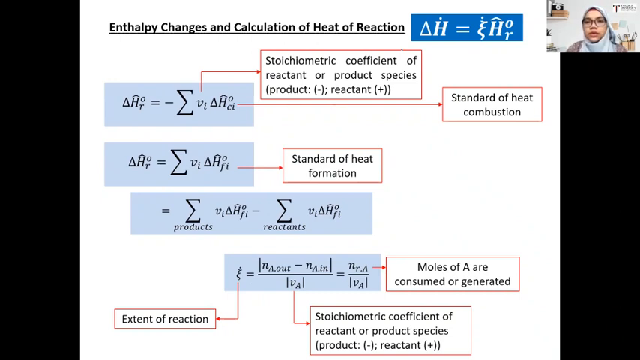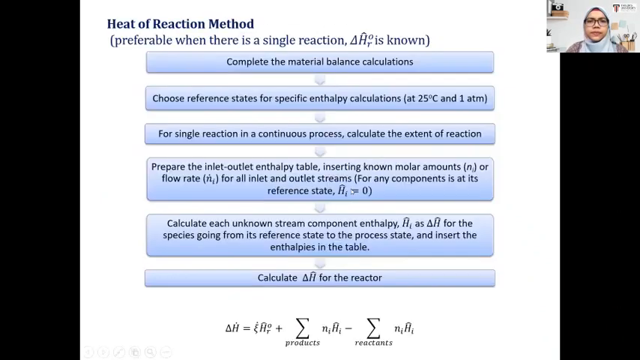Okay, let's take a look at the example. These are the overall steps. We start with the material balance and then choose the reference state. Usually we can choose 25 degrees Celsius and 1 atm, because most of the enthalpy calculation is determined at this temperature and pressure.